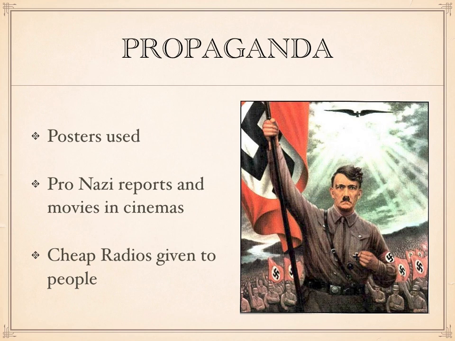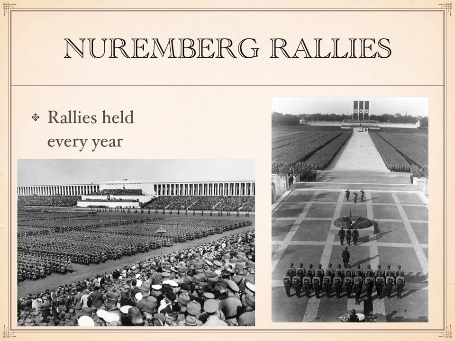Pro-Nazi reports and movies were put in cinemas. Goebbels also helped organize great rallies which were held in Nuremberg every year. These were known as the Nuremberg rallies, just to show the strength of the German nation.